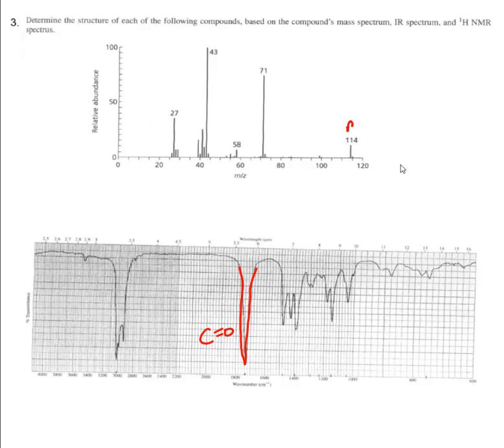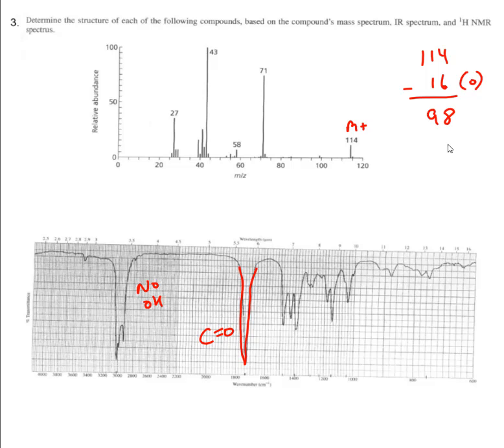This is my M plus right there, and it's 114. If I subtract out my oxygen, 16, then I'll know how many carbons and hydrogens I have. Because the assumption here, by the way, is there's no OH. There's no broadness over here. So we know there's only one oxygen. If I subtract that out, 114 minus 16 is 98.